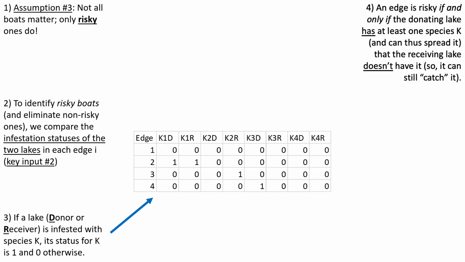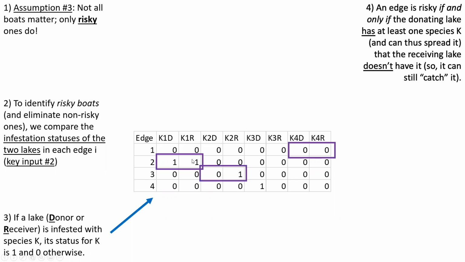So let's start by looking at the first scenario. The first scenario is that neither lake has the species that we're thinking about. So in our little input table here, both of the values are going to be zeros. In this particular case, yes, the receiving lake is still susceptible to this invasive species, but the donating lake doesn't have it and thus can't spread it. So this would not be considered a risky edge. We could ignore it for that purpose, at least for this species. In the second scenario, both lakes have the species that we're thinking about, which means both values in the table are 1. So here, the donating lake is contagious, but the receiving lake isn't. It's not susceptible. So again, this would not be a risky edge.